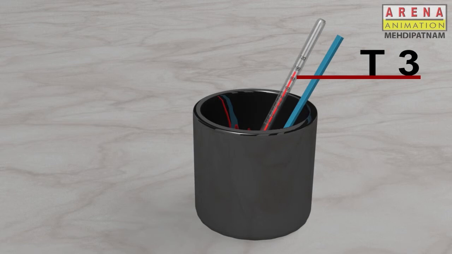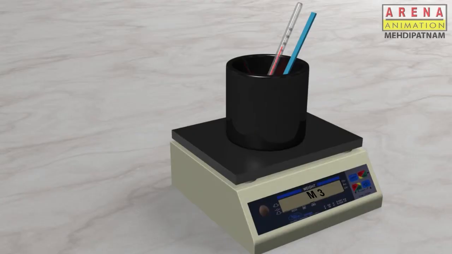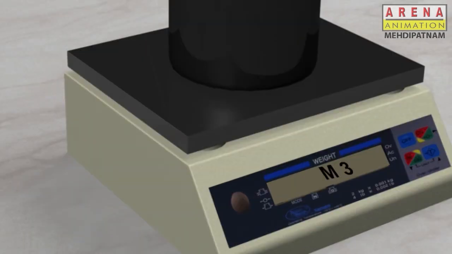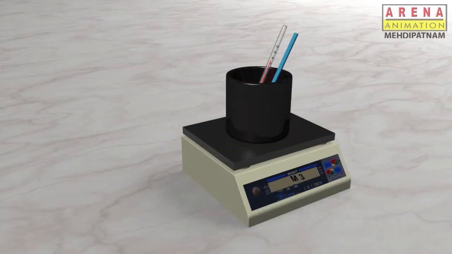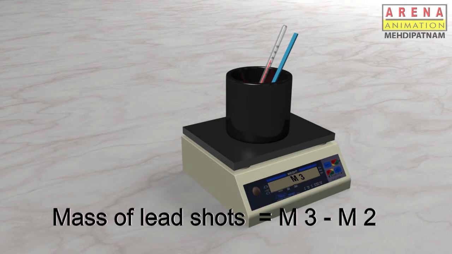Now put the calorimeter along with the water and lead shots on the electric scale. Measure the mass of the calorimeter plus its contents. The mass of the calorimeter with contents is m3. So the mass of the lead shots is m3 minus m2.